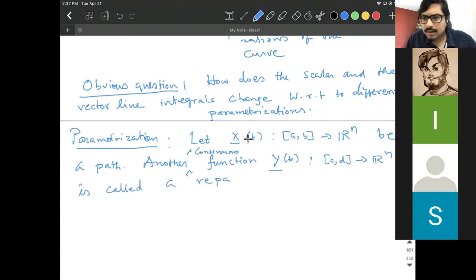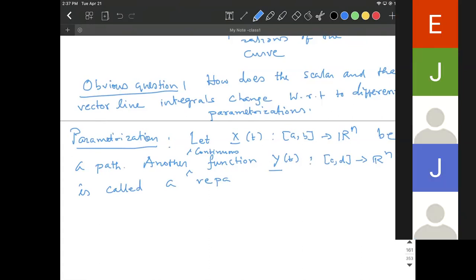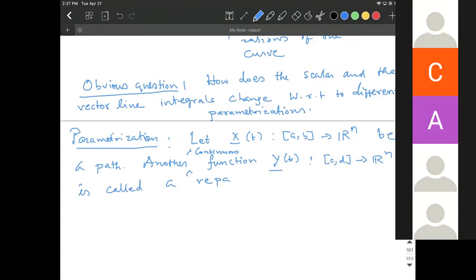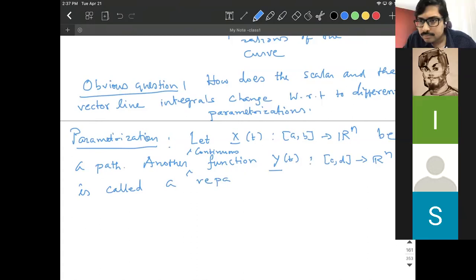reparameterization. I can hear an echo. Is somebody's microphone open? Just a second. Seems not. Maybe it's my microphone. But everybody can hear me clearly? Okay, good.